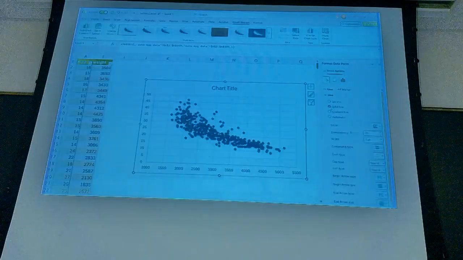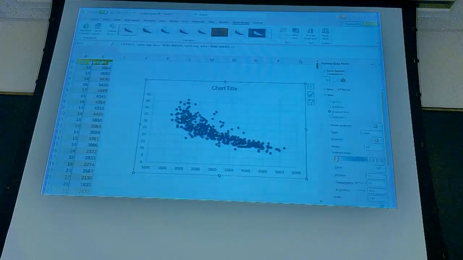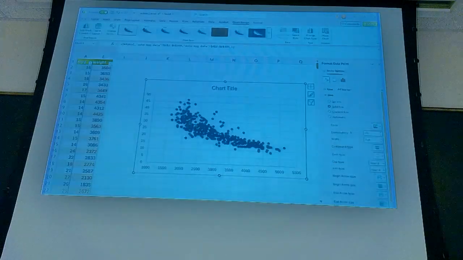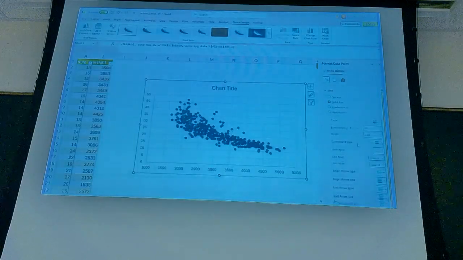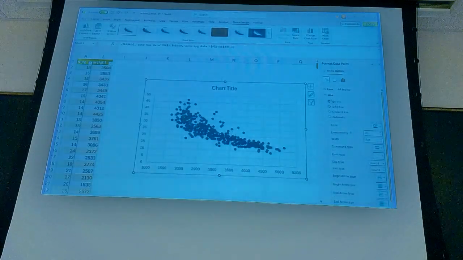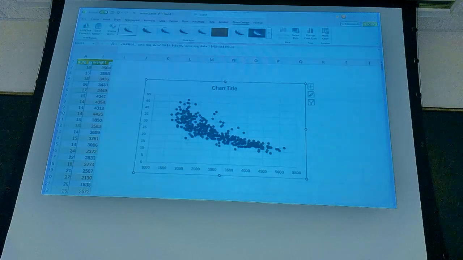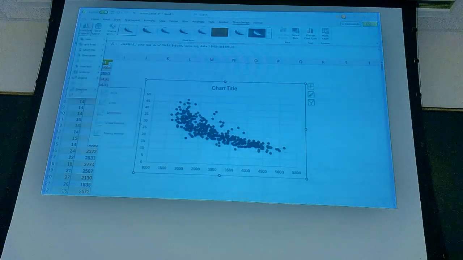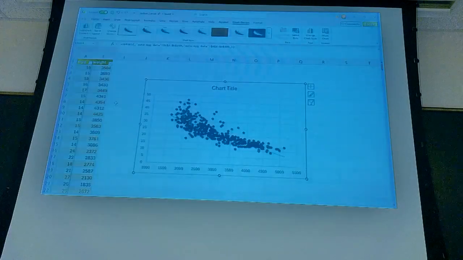So solid line, I can use a gradient line. I'll just do solid line. I think it's going to connect multiple pieces though, so no line. Used to do it this way. Trend line, linear. I can probably make that stand out a bit.